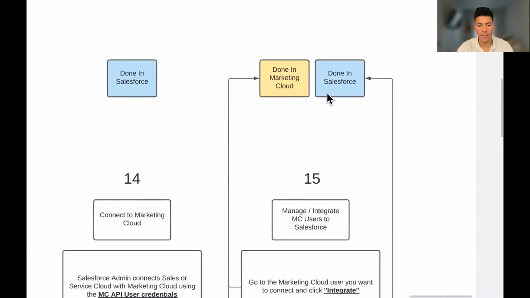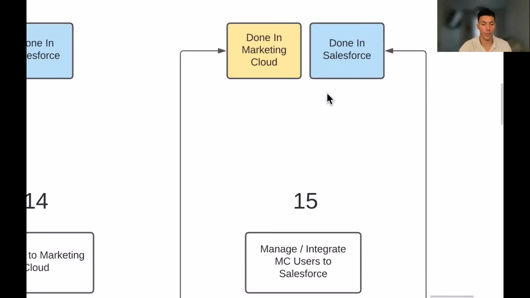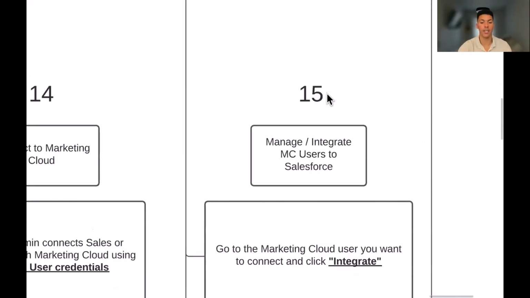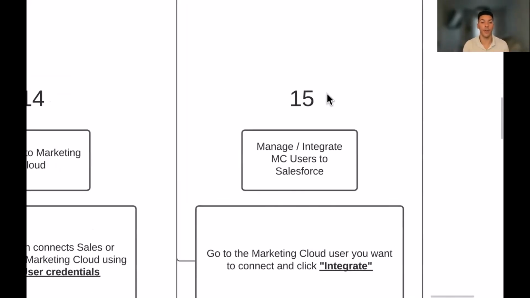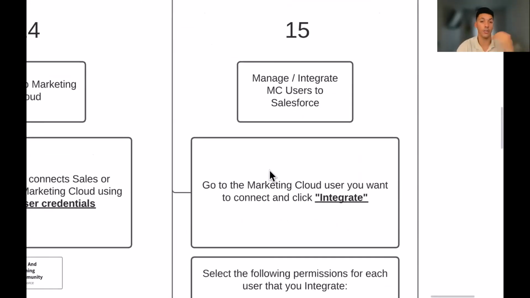Now, I have step 15, which is done partially in Marketing Cloud and partially in Salesforce. So this is where you actually manage and integrate your users. So remember, we've already got our Marketing Cloud Connect API user, our Marketing Cloud system user connected. Now, how do we actually integrate users who are in Sales Cloud or in Marketing Cloud? How do we connect that same user who has access to both systems together? So what you're going to do in Marketing Cloud is you're going to go to the user you actually want to integrate. So you're going to go to that user record.